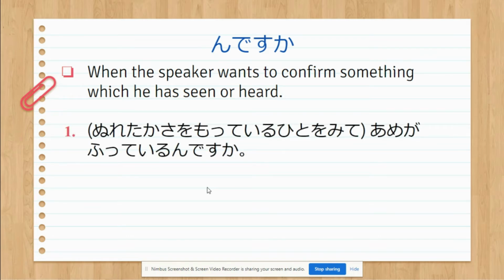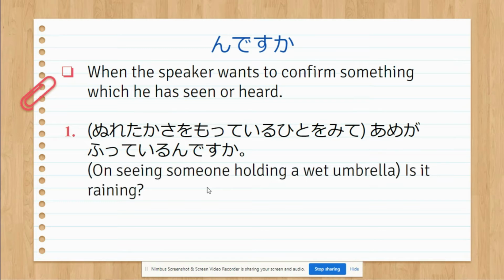For example, on seeing someone holding a wet umbrella, Ame ga futte irun desu ka? You saw someone holding a wet umbrella, so you already have a guess that it is raining, but you just want to confirm if you are correct. That's why you will ask, Ame ga futte irun desu ka?